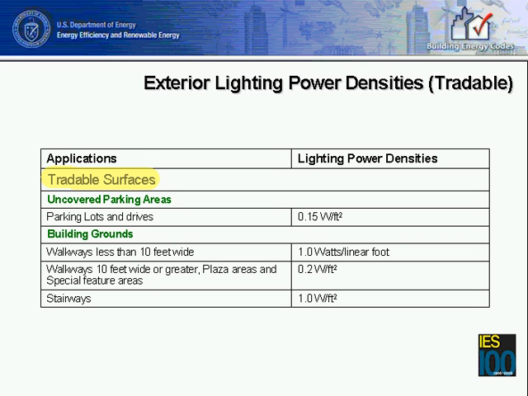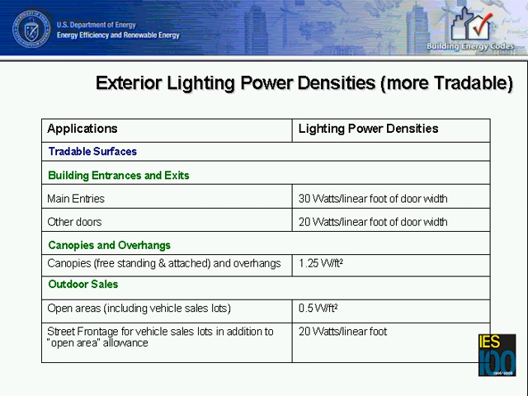So, for example, you can use less in your parking lot and driveways and use more for your walkways, as long as your total is less than the square footage times the lighting power density weighted average. And there are a lot of the tradable values. There's another section, more tradable surfaces. Again, these are all tradable among themselves.